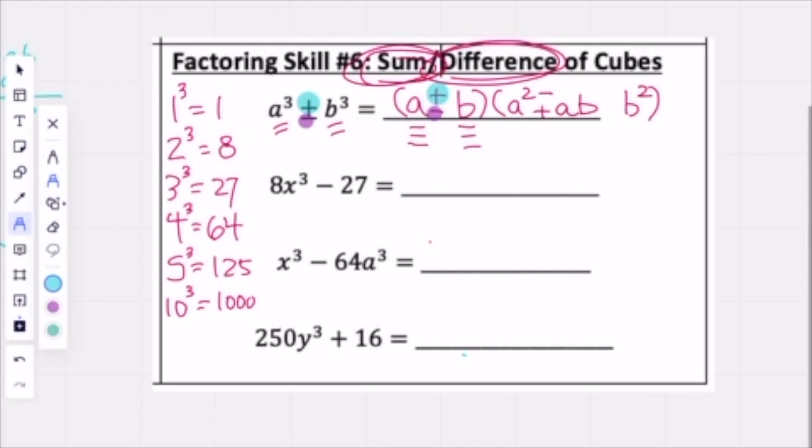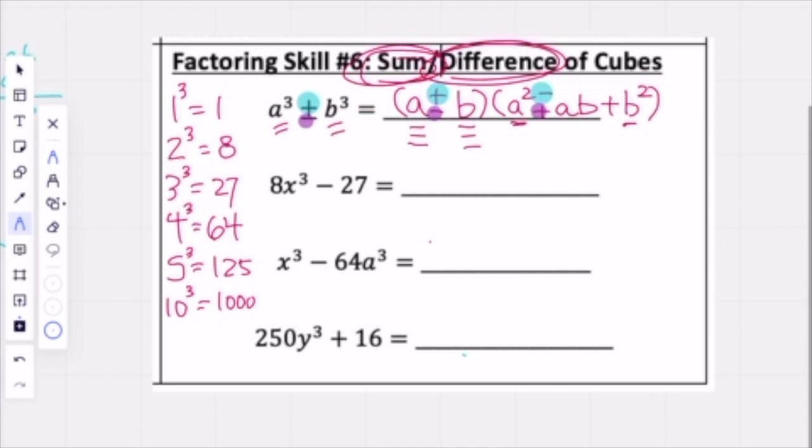If there was a plus in the original binomial, we will have a minus in the trinomial right there. And if we had a minus in the original binomial, we're going to have a plus in the trinomial in that position. Now that last piece, that b squared, is always going to be positive. So notice the first and the last are always positive.